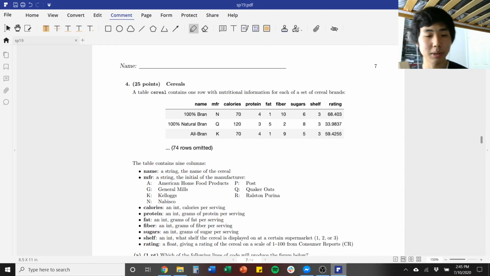Question 4 is about cereals. So we have a table with a bunch of cereals, their manufacturing company, and their nutrition facts, and the rating given by Consumer Reports, which I believe is basically how much do people like them, and also the shelf at a supermarket they're on. So we're going to be answering a bunch of questions related to this data.